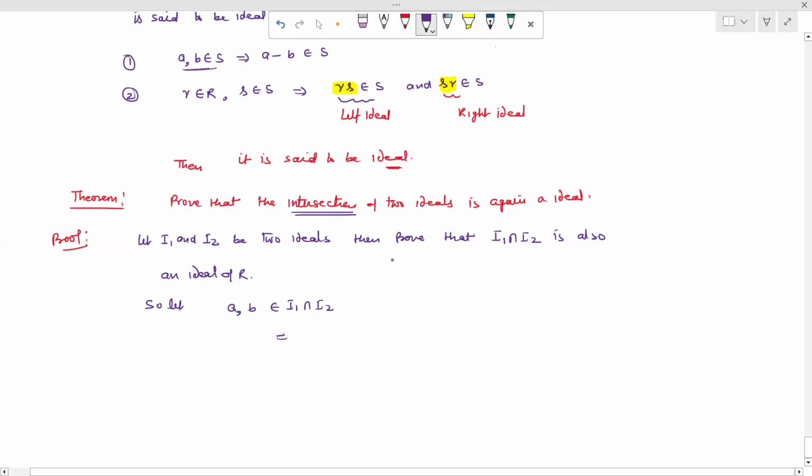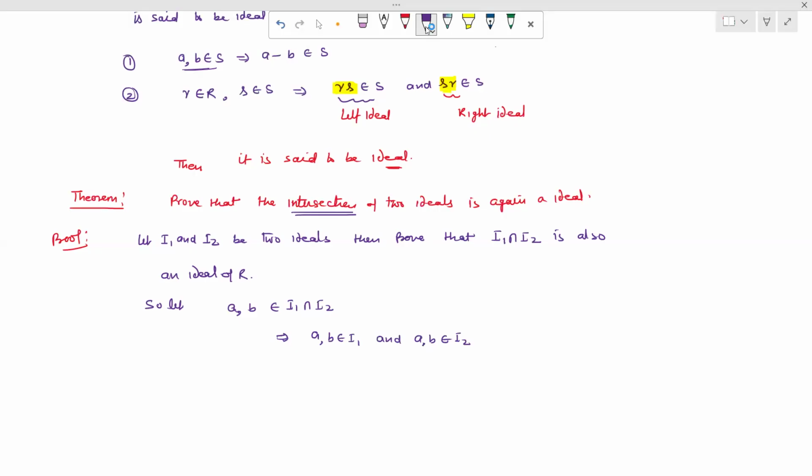Which implies that we can write this for both the elements: A, B belongs to I1 and A, B belongs to I2. Because A and B both belong to I1 intersection I2, then A, B belong to I1 and A, B belong to I2.